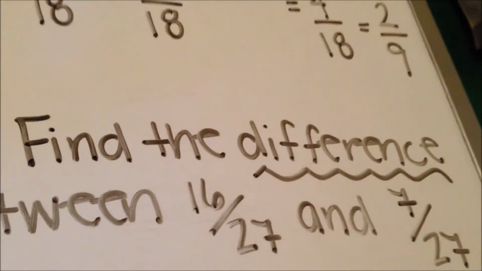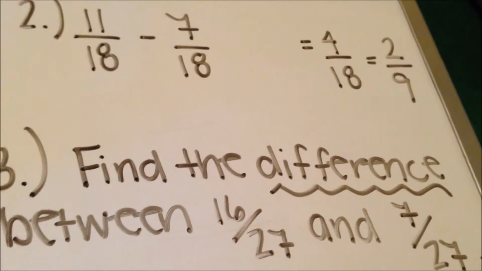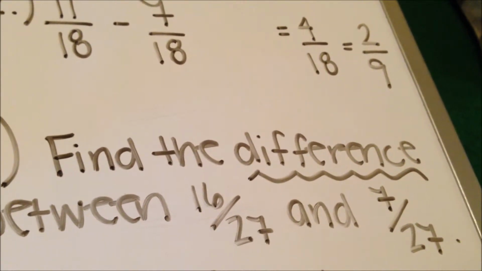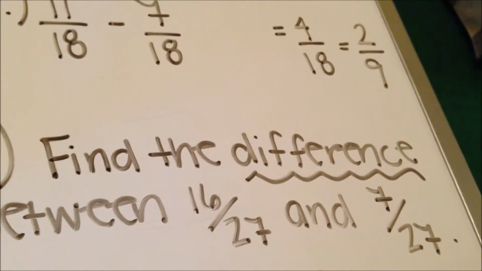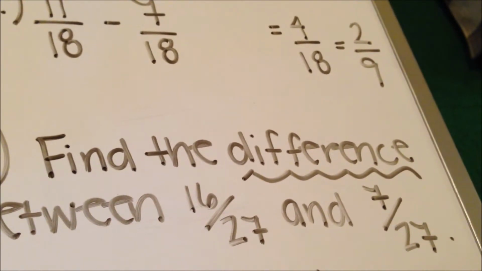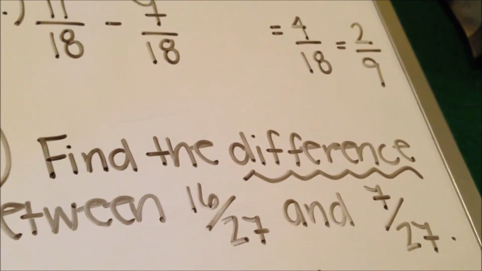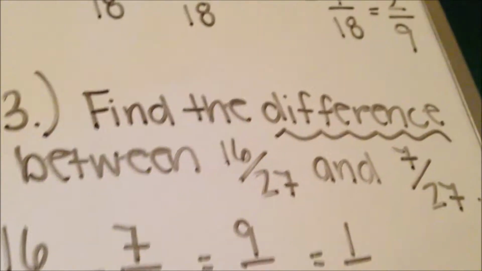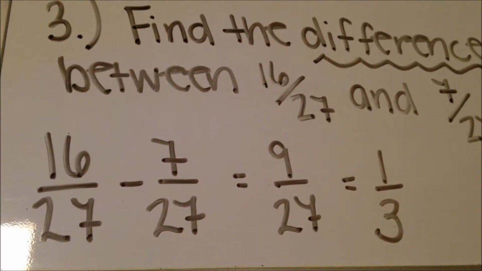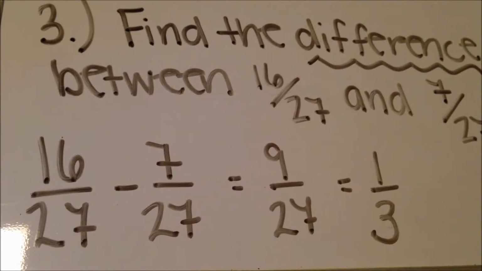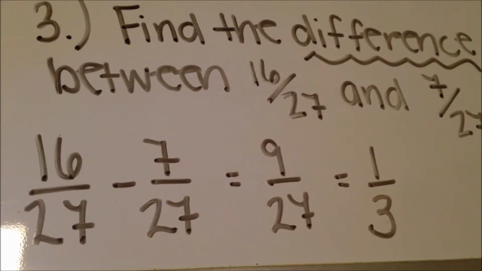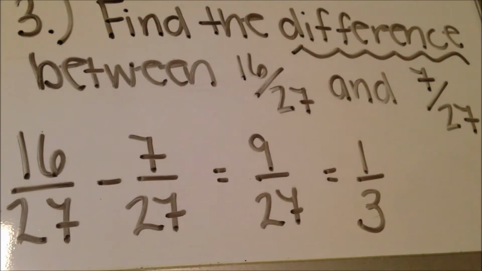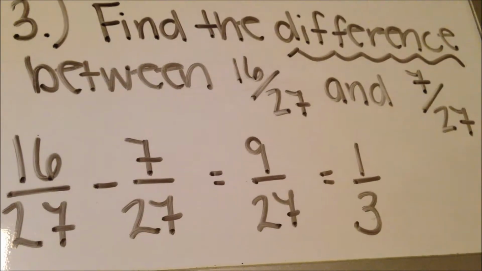Okay, another question. Find the difference between 16/27 and 7/27. Just as the word sum means to add, the word difference means to subtract. So sum is add, difference is subtract. So we are going to do 16 minus 7. So we get 9/27, which reduces to 1/3. Make sure that no matter what, you write your fractions in lowest terms.